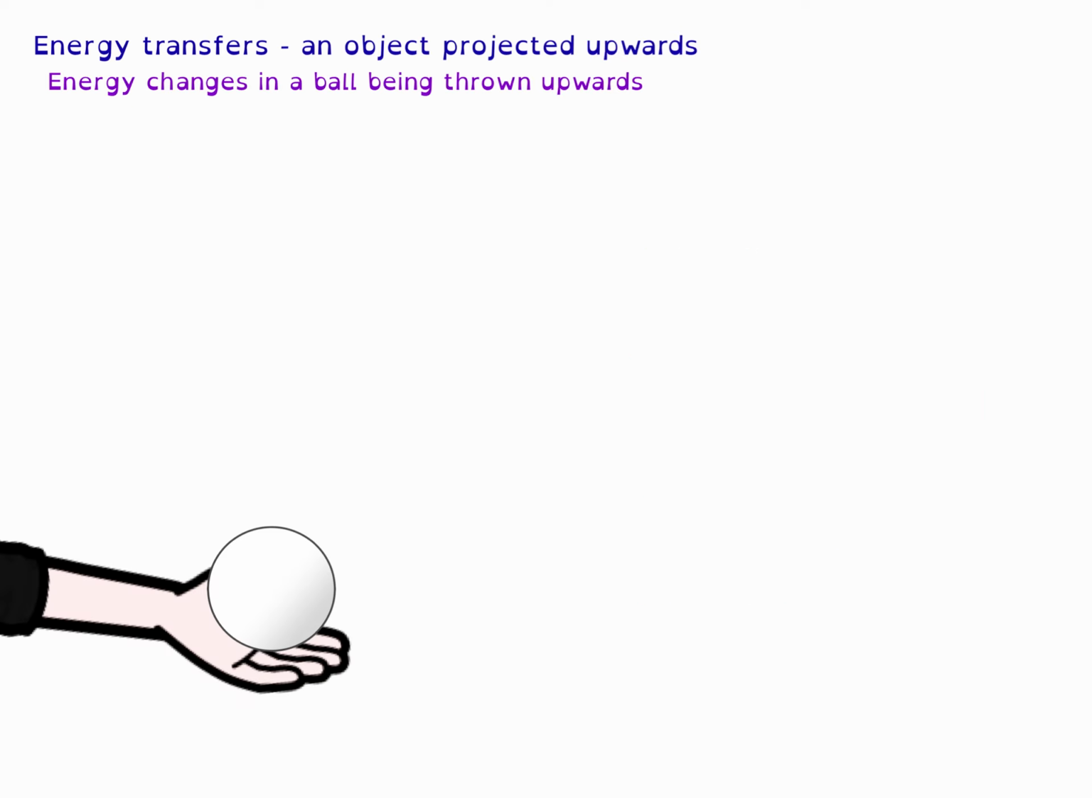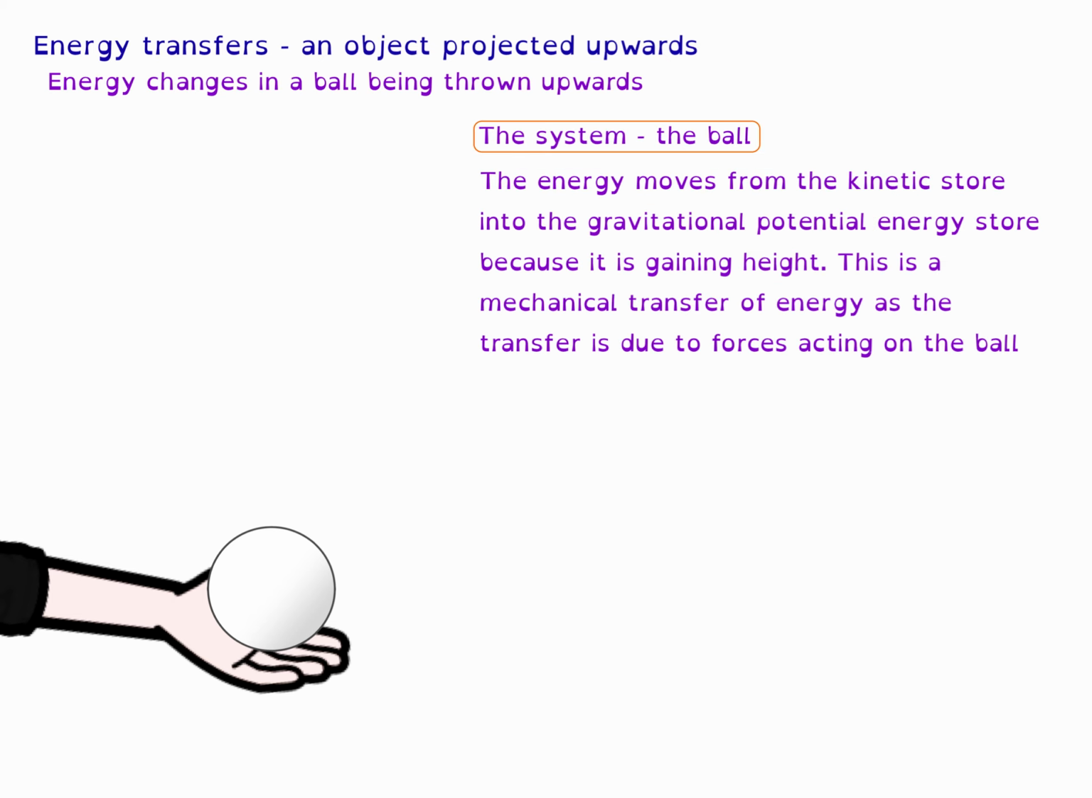Energy changes in a ball being thrown upwards. In this case, the system is the ball. The energy moves from the kinetic store into the gravitational potential energy store because it is gaining height. This is a mechanical transfer of energy as the transfer is due to the forces acting on the ball.